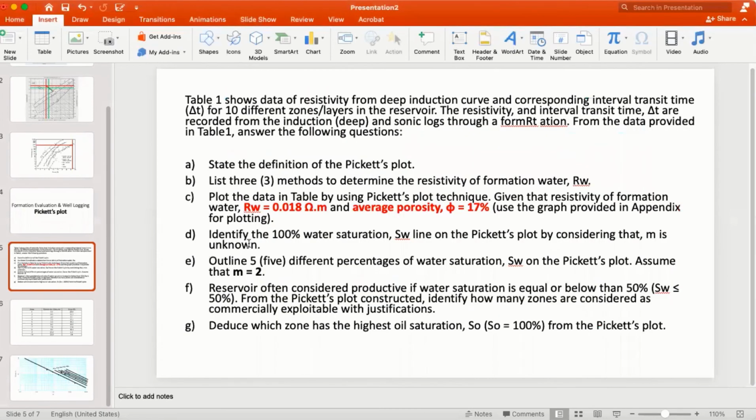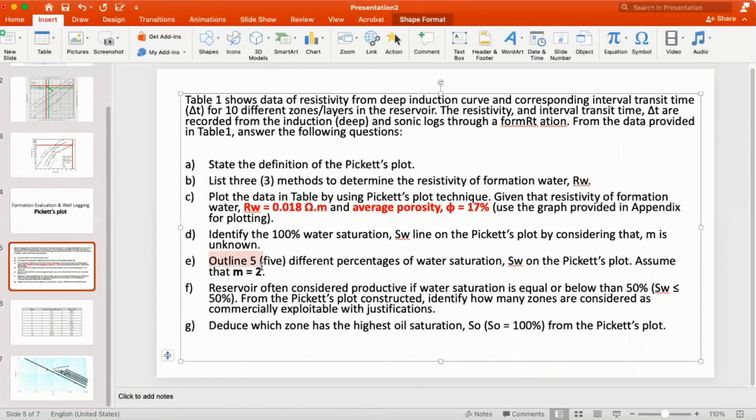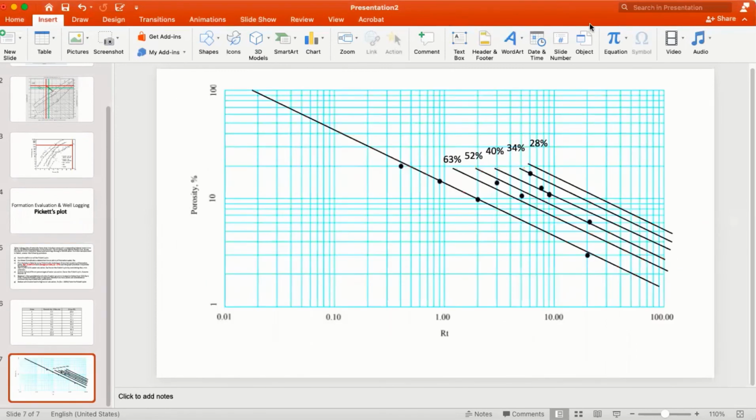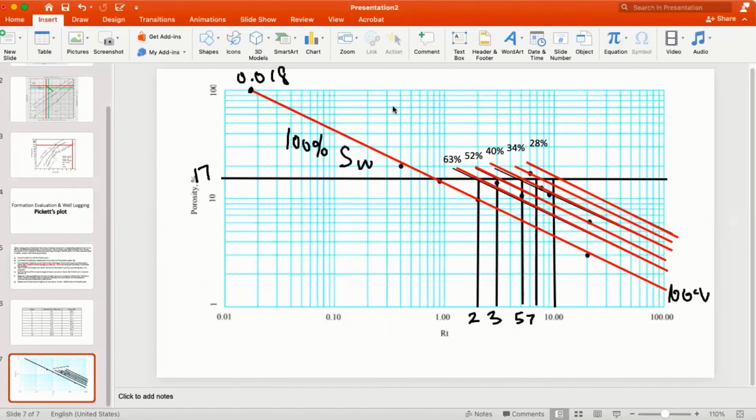And see the next question. Outline 5 different percentages of water saturation. As we already did it, we have 5 here, different lines: 1, 2, 3, 4, 5. We already plotted 5. Normally it's 2, 3, 5, 7, and 10. Already done it also.